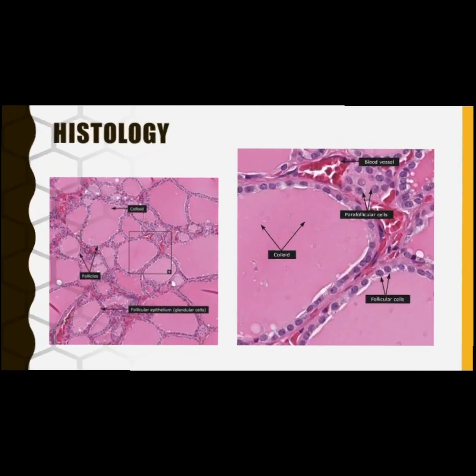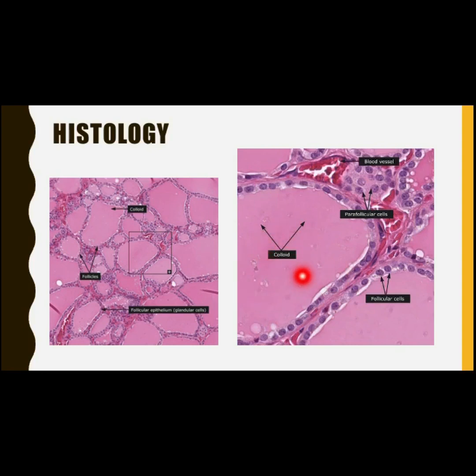So microscopically, this gland is made up of two cells. One is the follicular cell, which forms the cuboidal epithelium and contains colloid in its lumen. Another type of cell is the parafollicular cells, which is present between the follicular cells along with the blood vessels, nerves, connective tissue, etc.